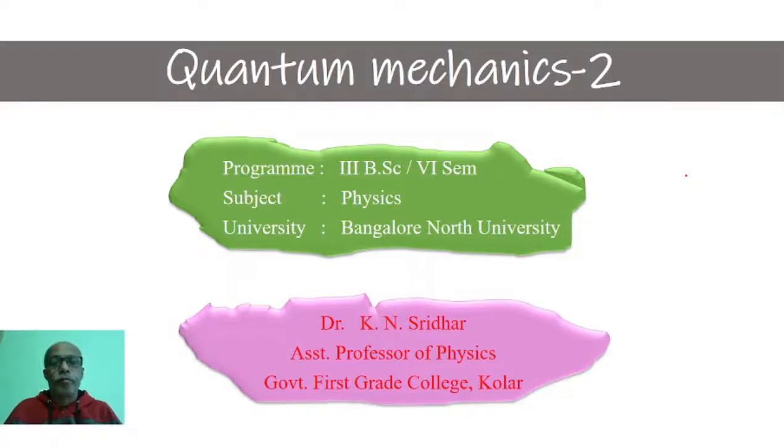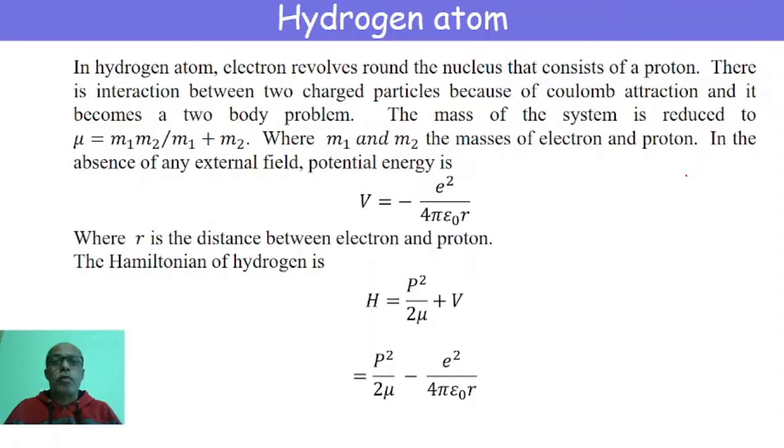Good morning. Now we are discussing the hydrogen atom, its Schrodinger equation, the energy, etc. We know that the hydrogen atom consists of a single proton and a single electron revolving around the proton, which is in the nucleus. As there are only two charged particles, there will be a Coulomb attraction between them, and it can be treated as a two-body problem because of the presence of a single electron and a single proton.